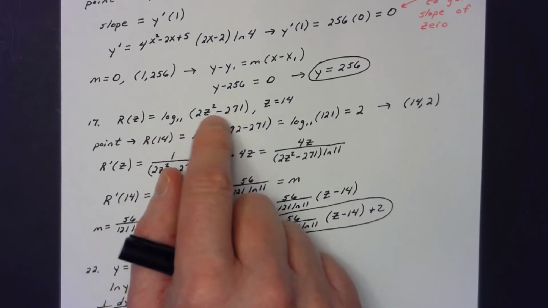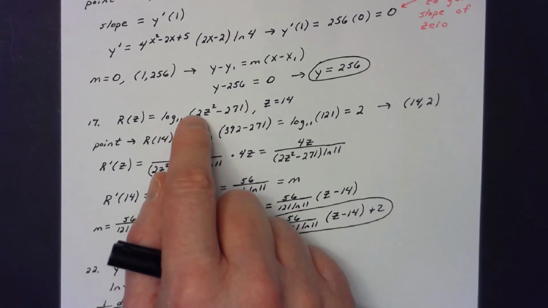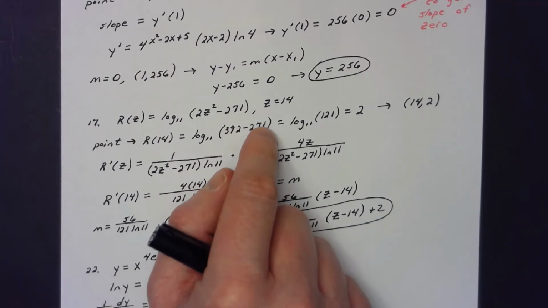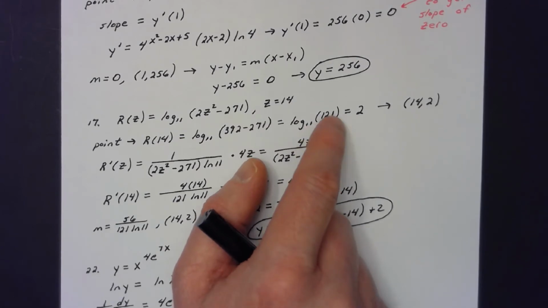I said 2 times 14 squared. I know 14 squared is 196. 2 times 196 is 392. Then 392 minus 271 gave me 121 in there. And that was nice to figure out because I know 11 to the second power is 121, and that's specifically what this is asking.